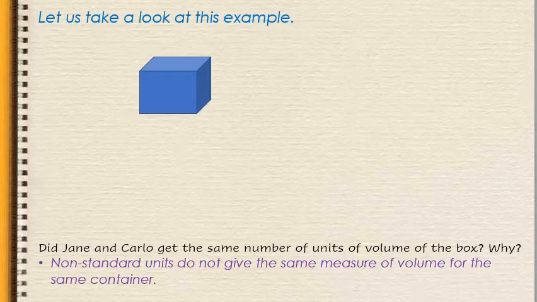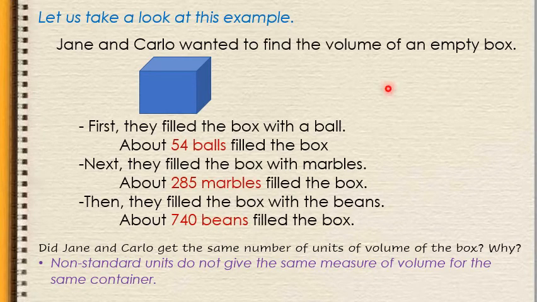I also have here an example which is also taken from your learner's packet. This is about Jane and Carlo, who wanted to find the volume of an empty box. So ito daw ay box na walang laman. So sinubukan ni Jane at ni Carlo na lagyan sila o punuin ng iba't ibang bagay.